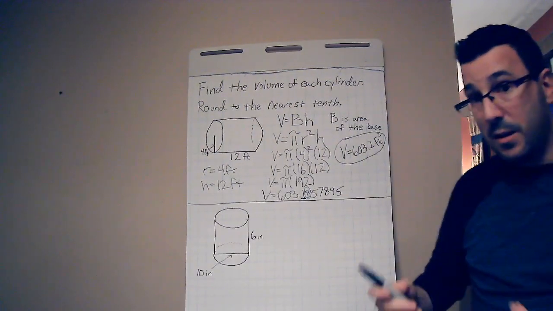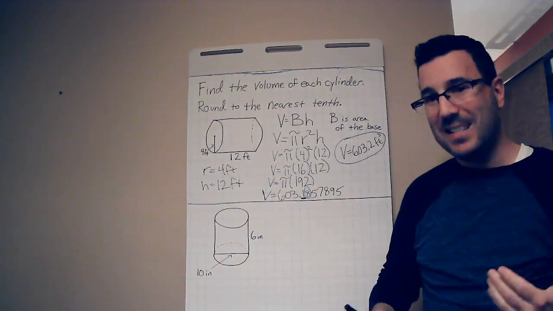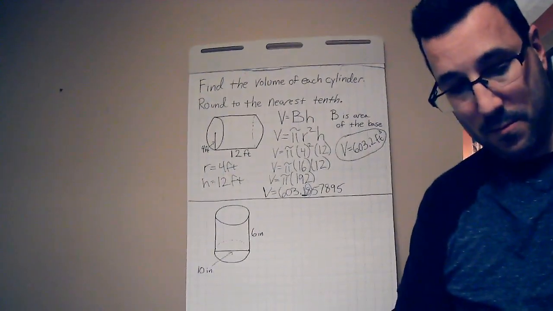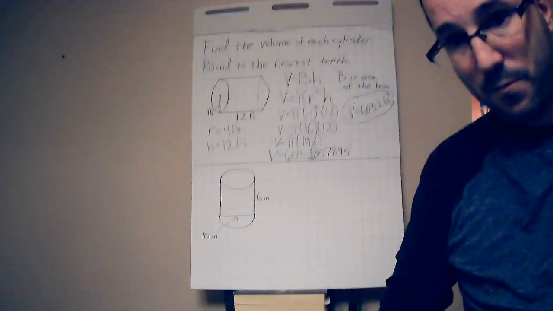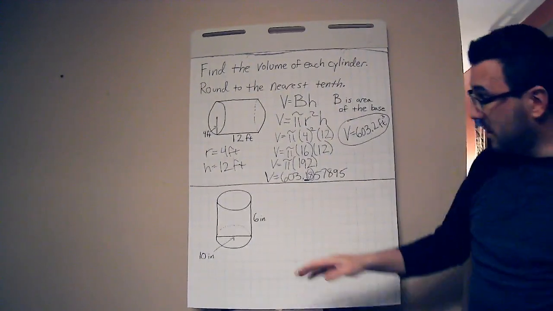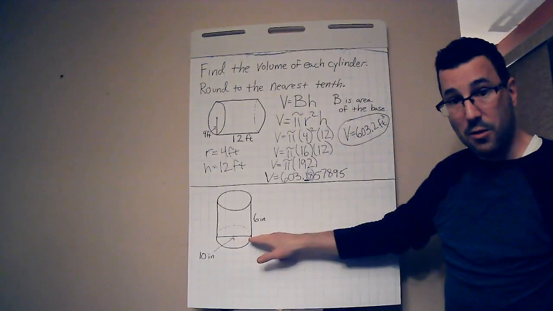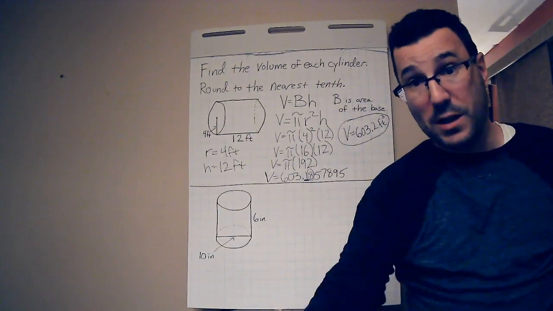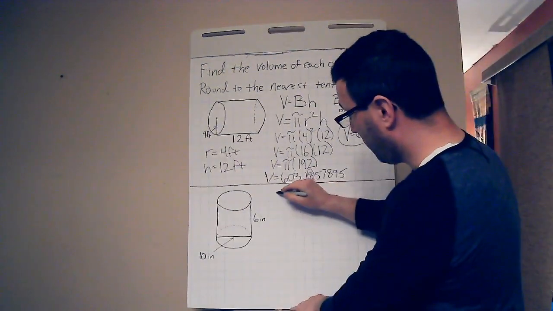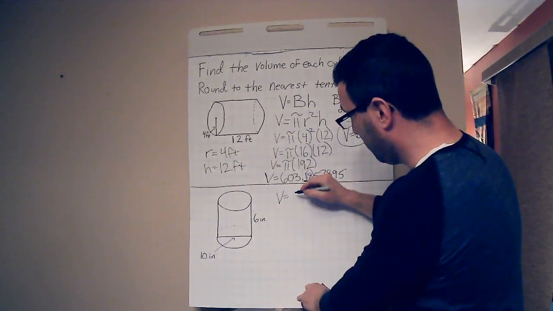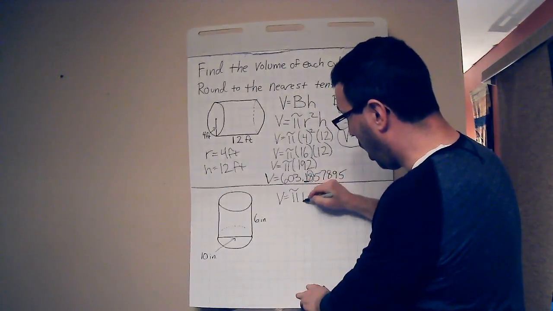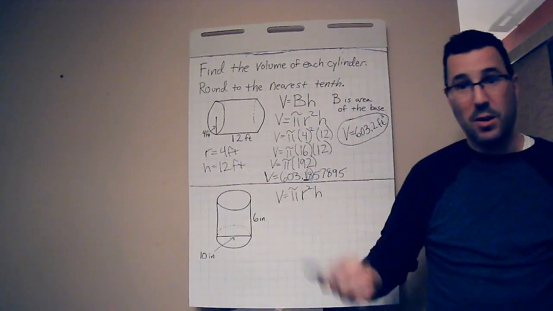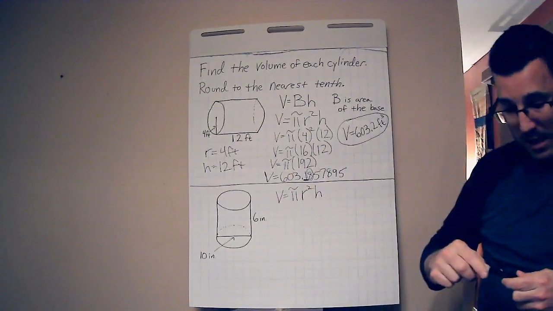Okay, now they gave us the radius that time. That's not always going to be the case. Sometimes they're going to give us the diameter. Now, if you remember, diameter is a line that goes completely across the circle. We can't just plug that in because that's not what the formula asks for. The formula is volume equals pi r squared h. So we need the radius. We can't just plug in and be like, yeah, we're good. We have to plug in the radius.